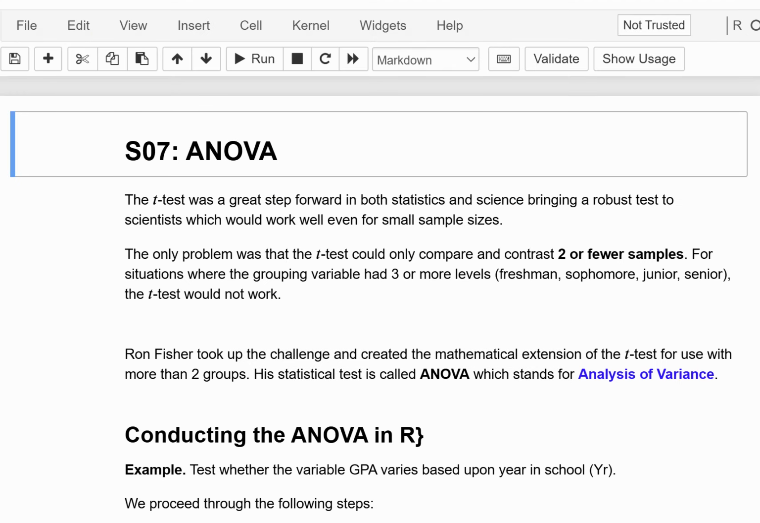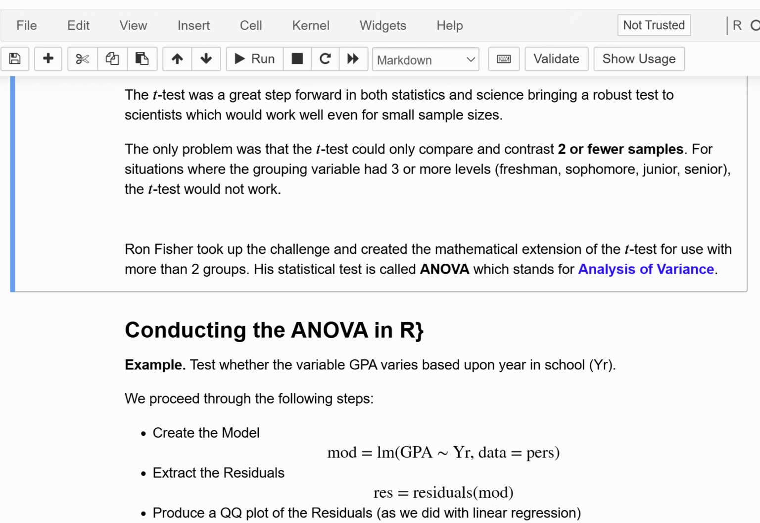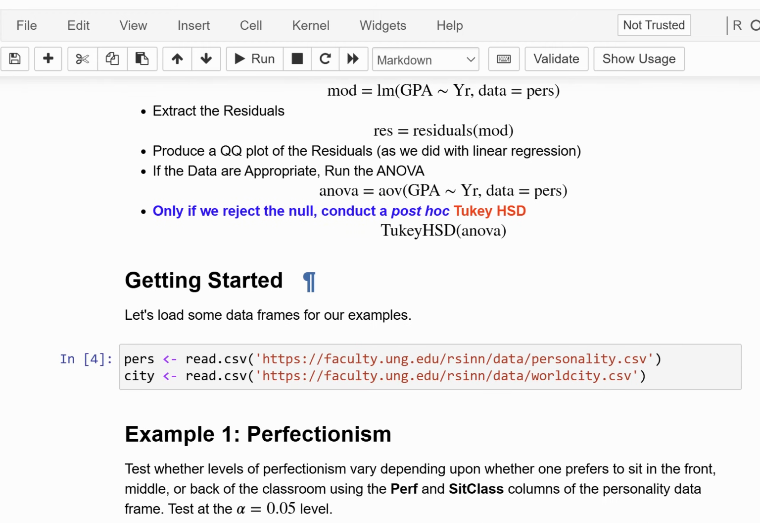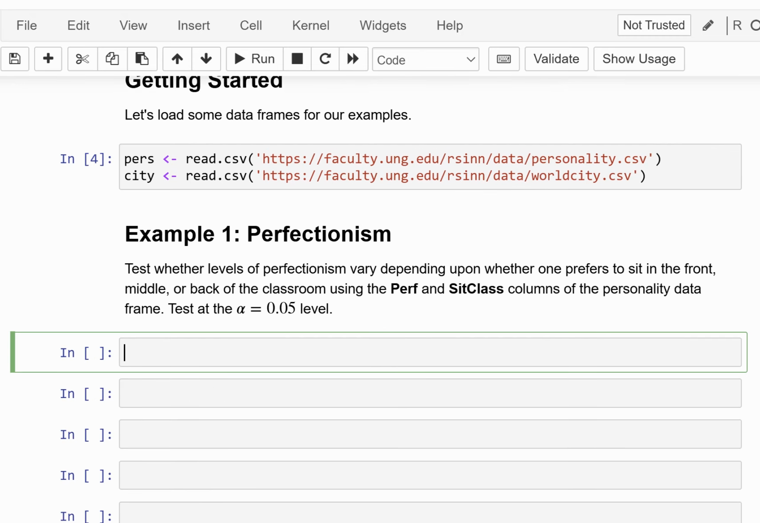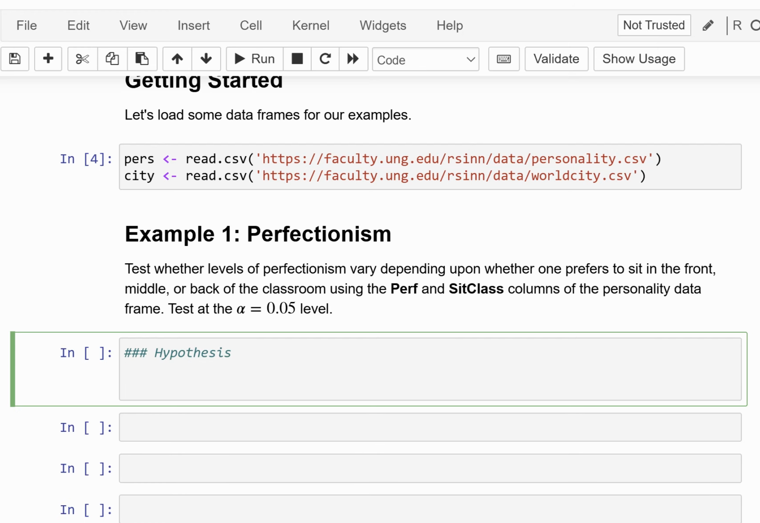Okay, so the first example we're going to do is perfectionism. Okay, and the first thing I'd like to do is set up the hypothesis. And with ANOVA, the hypothesis is almost easier to set up in words, but I'm going to set it up the way we normally will. And we have preference and we have sit class.